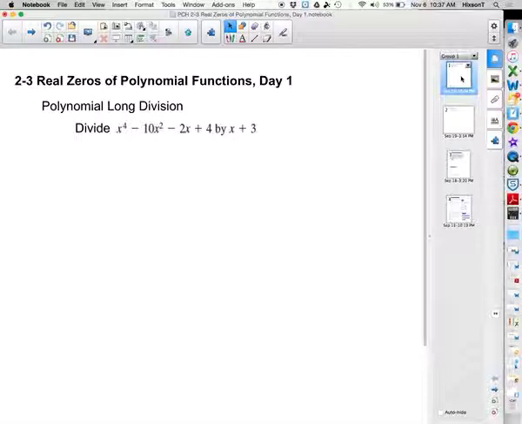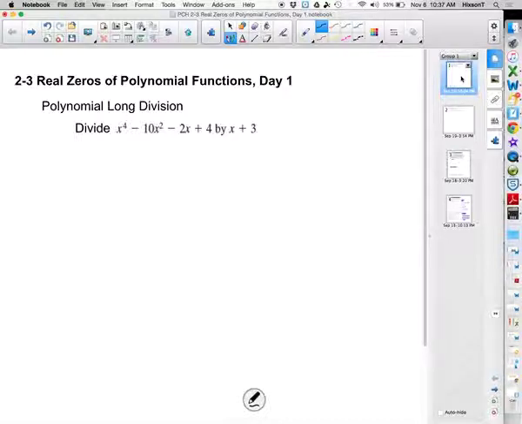Okay? Now, in this case, we are dividing by a linear polynomial. We have x to the fourth minus 10x squared minus 2x plus 4 divided by this binomial x plus 3. Now, this is a process you've probably done in the past, but even if you have, it's easy to forget. Okay?